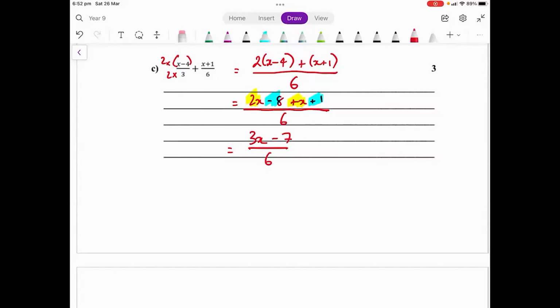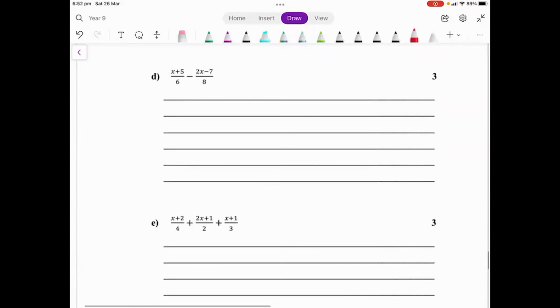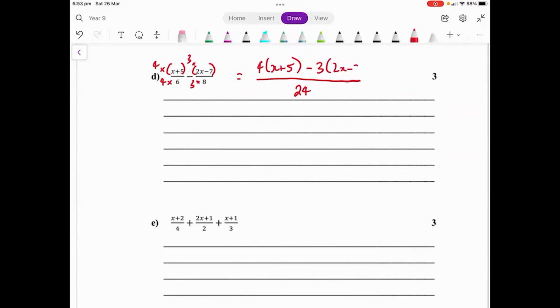Question D. I need to have a common denominator. The lowest common multiple of 8 and 6 is 24. So that's going to be my common denominator. So I put my invisible set of brackets for the numerators, and I multiply my first one by 4 over 4 and the second one by 3 over 3. So I write one giant fraction of 24, and I put in the new numerators. 4 bracket x plus 5, close bracket, minus 3, and 2x minus 7 in brackets.